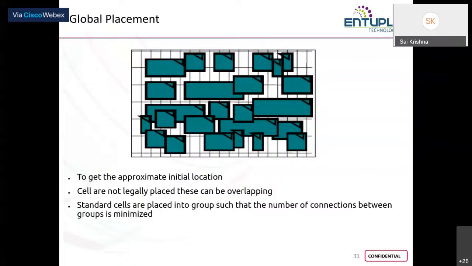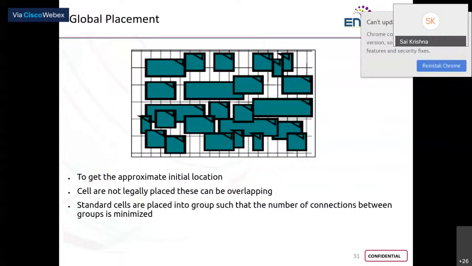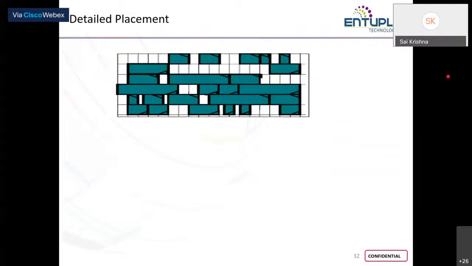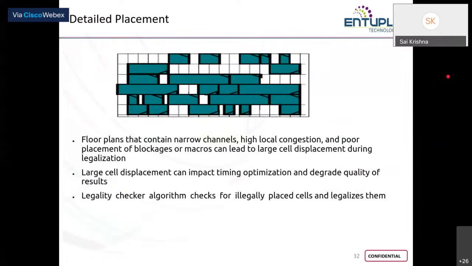Once you add your end caps and well taps, you can now call in all your standard cells to be placed and spread across your core area. This placement is not a direct, single step procedure. There are certain stages in placement that are followed in order to give you the best efficiency. So initially a global placement is done, and only then a detailed placement is done.